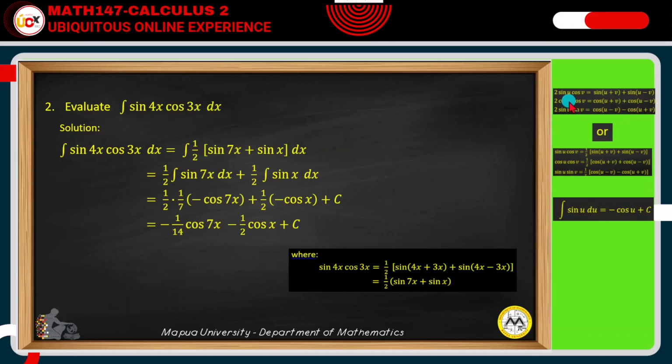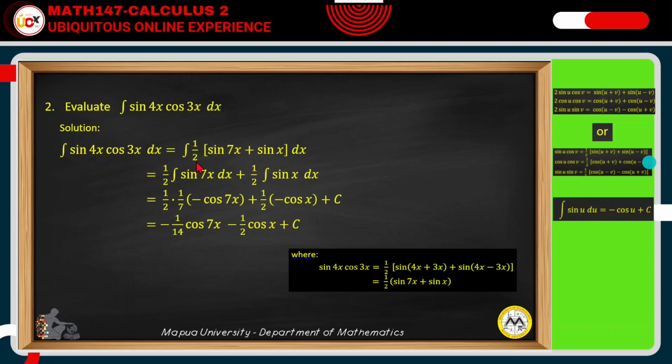Or you can divide both sides of this equation by 2. So we get sine u cosine b equals 1/2 of the quantity sine of u plus b plus sine of u minus b. By using the trigonometric transformation, this product of sine and cosine can be written as 1/2 times sine of the sum of the arguments, so you have sine of 4x plus 3x, we get 7x, plus sine of the difference between 4x and 3x, so you have x.